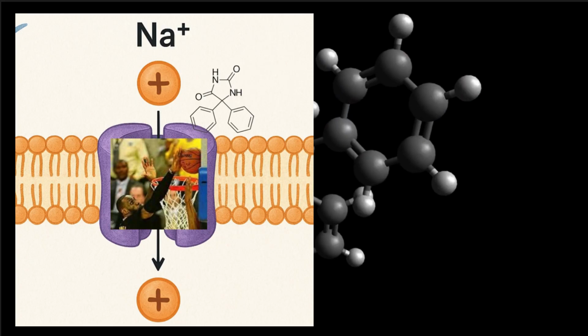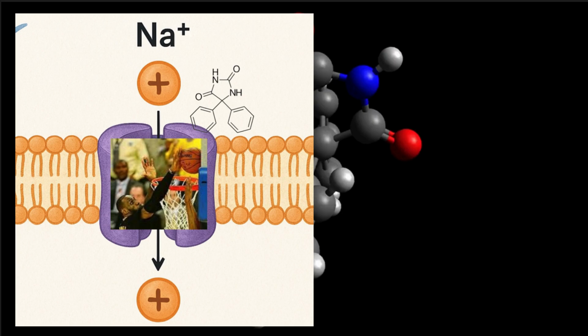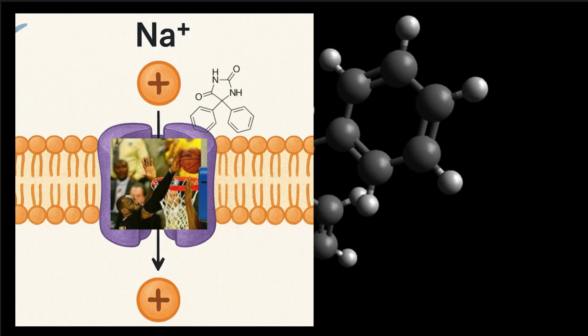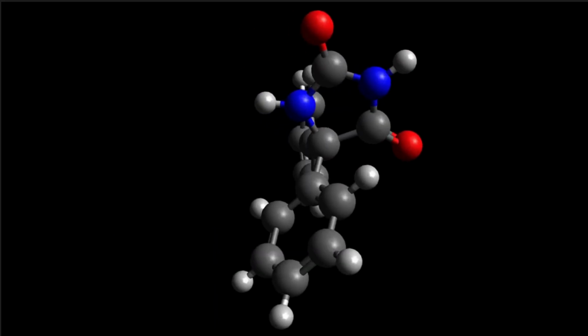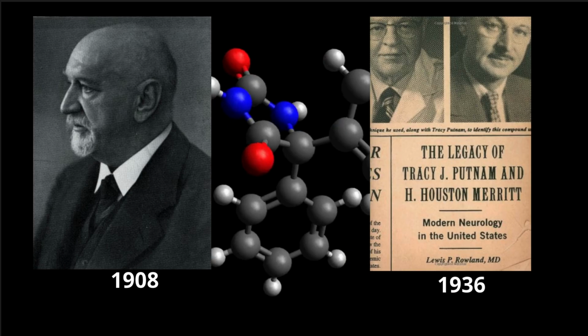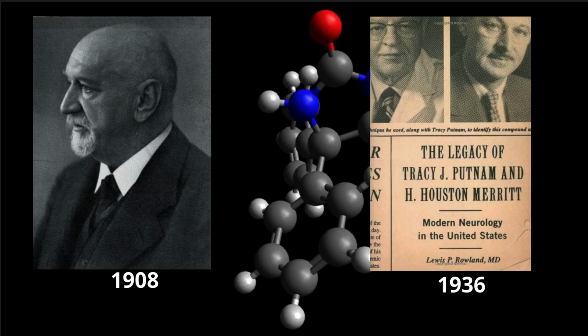Phenytoin acts as an antiseizure agent by blocking sodium channels, and thus diminishing the rapid firing from neurons. It was synthesized by Heinrich Biltz in 1908, but found to be useful for seizures by Merritt and Putnam several years later.